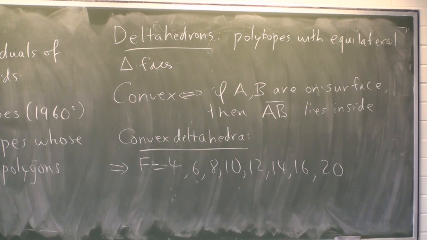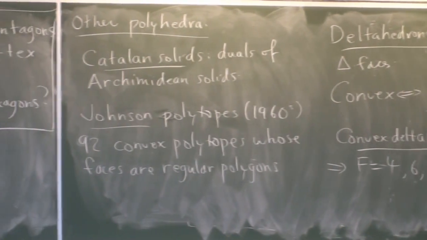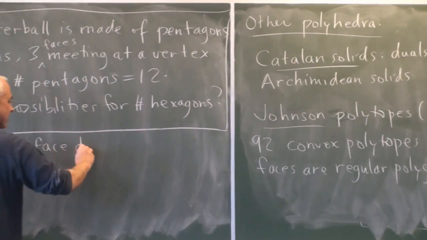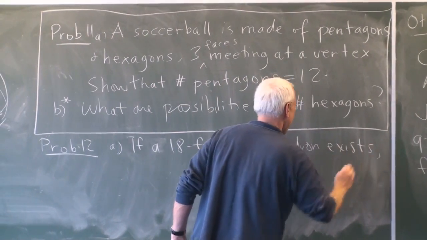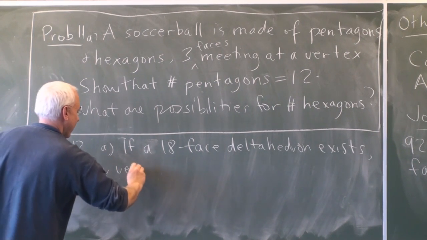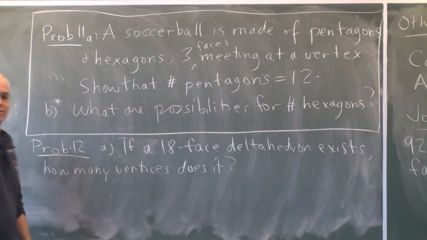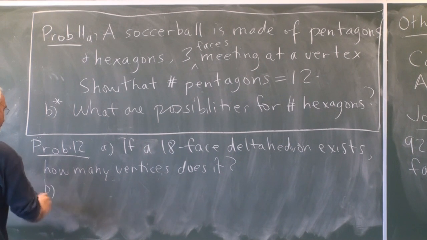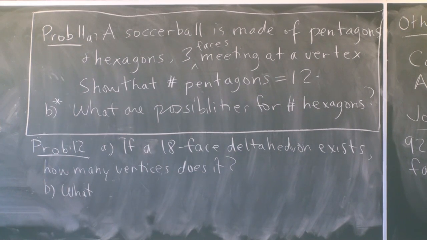Okay, so let's do problem 12. Problem 12. A, show, no. If an 18-face deltahedron exists, how many vertices does it have? Secondly, what must the degrees of those vertices be?